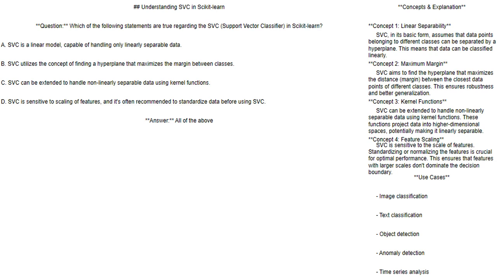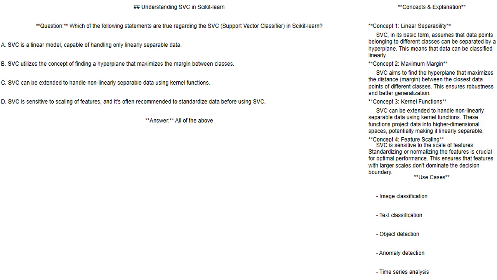Standardizing data brings all features to a similar scale, preventing bias and improving model performance. Concept 4: Feature scaling. SVC is sensitive to the scale of features. Standardizing or normalizing the features is crucial for optimal performance. This ensures that features with larger scales don't dominate the decision boundary.